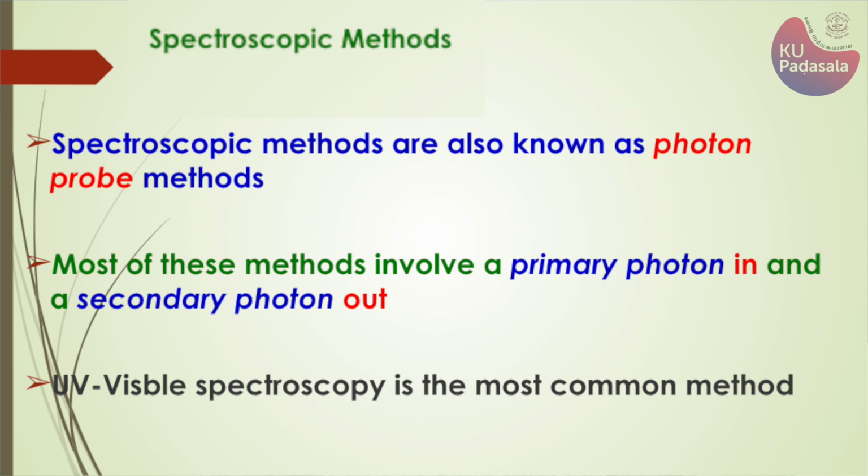Another characterization procedure, that is the spectroscopic method. Spectroscopic methods are also known as photon probe methods. Here we are using photons to probe the structure and composition. Most of these methods involve a primary photon entering the system, that is primary photon in, and a secondary photon out. UV visible spectroscopy is the most common method under spectroscopic methods.